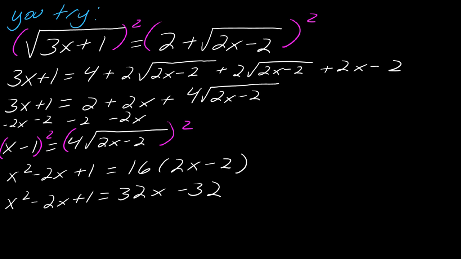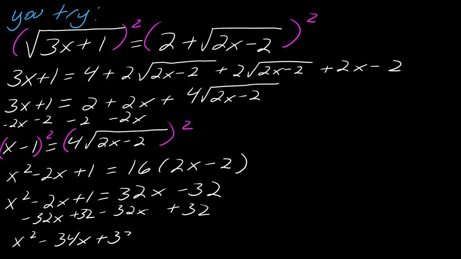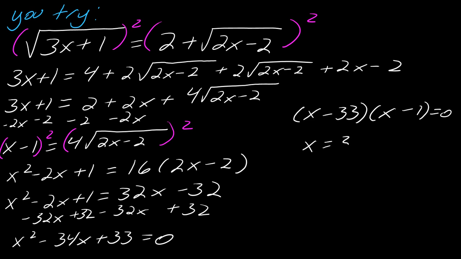Now I can go ahead and subtract this off so that I can hopefully factor this. Let's see, I'll subtract off the 32x and I'll add this 32. So now I get x squared minus 34x plus 33 equals 0. This will factor as x minus 33 and x minus 1 equals 0. And so my two solutions here are 33 or 1.